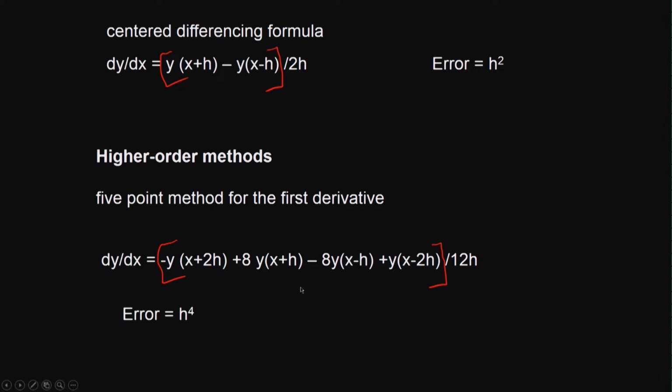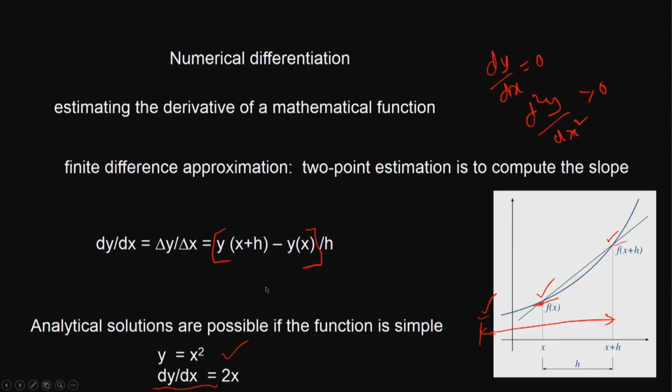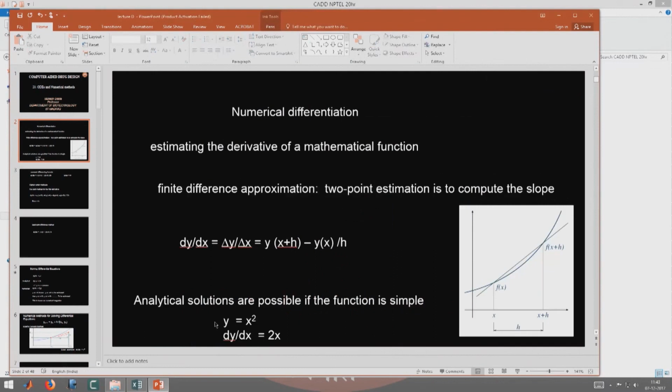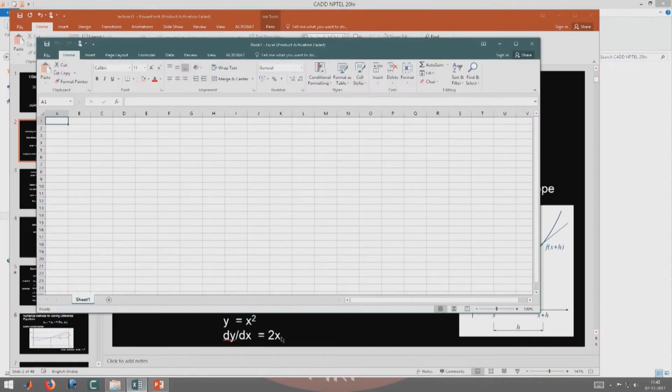So, software generally uses higher order methods, and instead of reducing the size of h, higher order methods can be more accurate and give very good estimation of the error values. Okay. So, let us look at this. For example, I have y is equal to x square, dy by dx is equal to 2x. Suppose I want to find out at x is equal to 5.